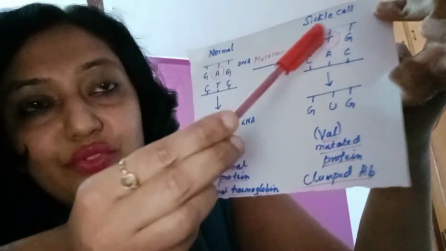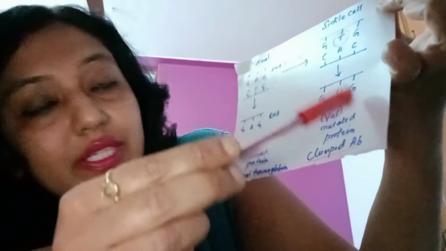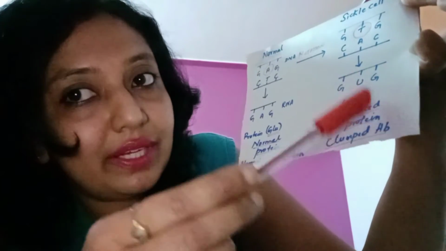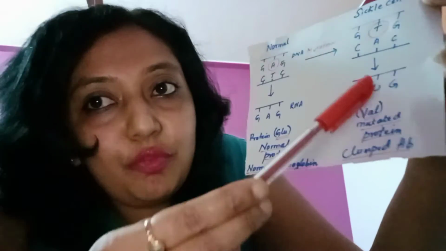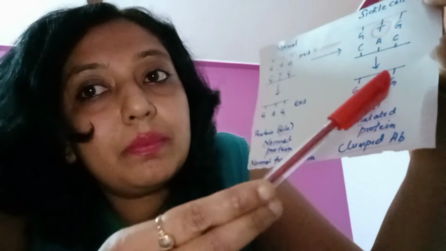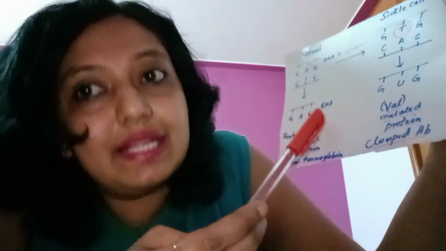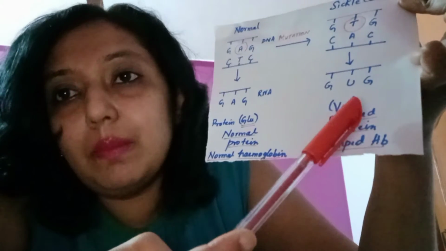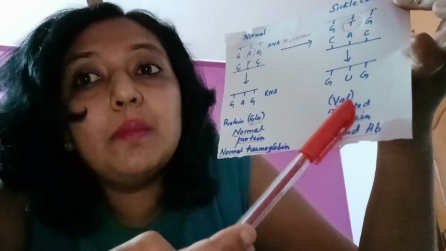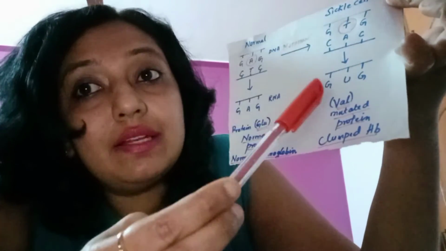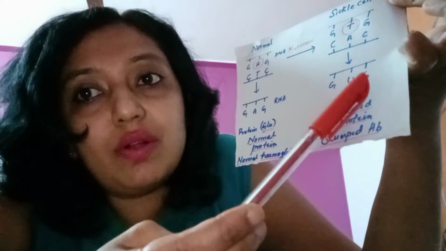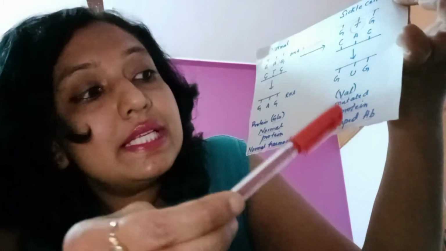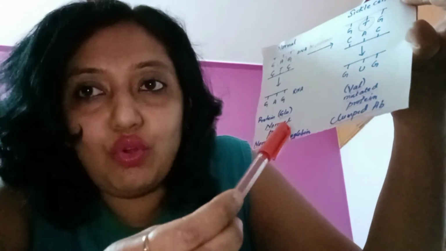So this is the defective gene forming DNA, RNA and protein. The protein formed here is the defective protein, valine. The normal protein should have been glutamic acid. Instead of glutamic acid, valine is formed in sickle cell anemia. The normal hemoglobin is oval shaped. Due to this mutation, instead of the normal oval shaped hemoglobin, a sickle shaped, clumped hemoglobin is formed.